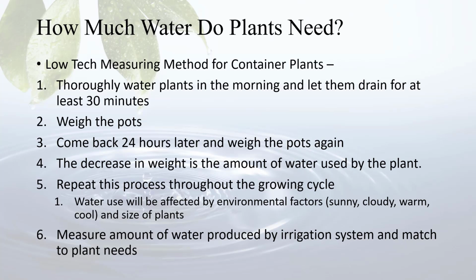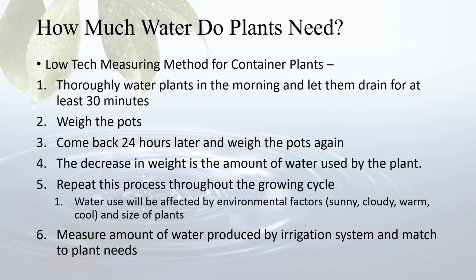But what you want to do is thoroughly water your plants in the morning and let them drain for about 30 minutes. So you're going to fully saturate your soil or your growing media, and then you're going to weigh your pot, and then you're going to let your plant do its thing for 24 hours, and then you're going to come back and weigh your pot again. And the decrease in weight is the amount of water used by the plant. And if you do this throughout the plant's growing cycle, you can start to quantify the amount of water that is needed by your plant throughout its life cycle.